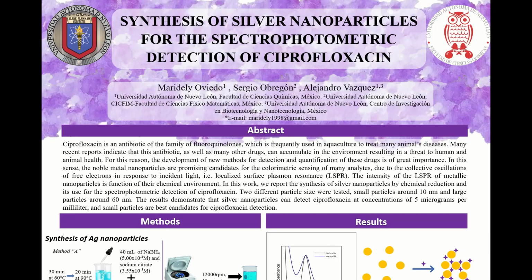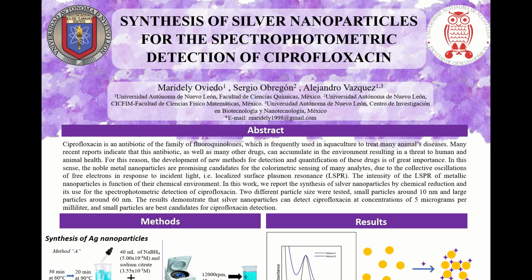Abstract. Ciprofloxacin is an antibiotic of the family of fluoroquinolones, which is frequently used in aquaculture to treat many animal diseases. Many recent reports indicate that this antibiotic, as well as many other drugs, can accumulate in the environment, resulting in a threat to human and animal health. For this reason, the development of new methods for detection and quantification of these drugs is of great importance.